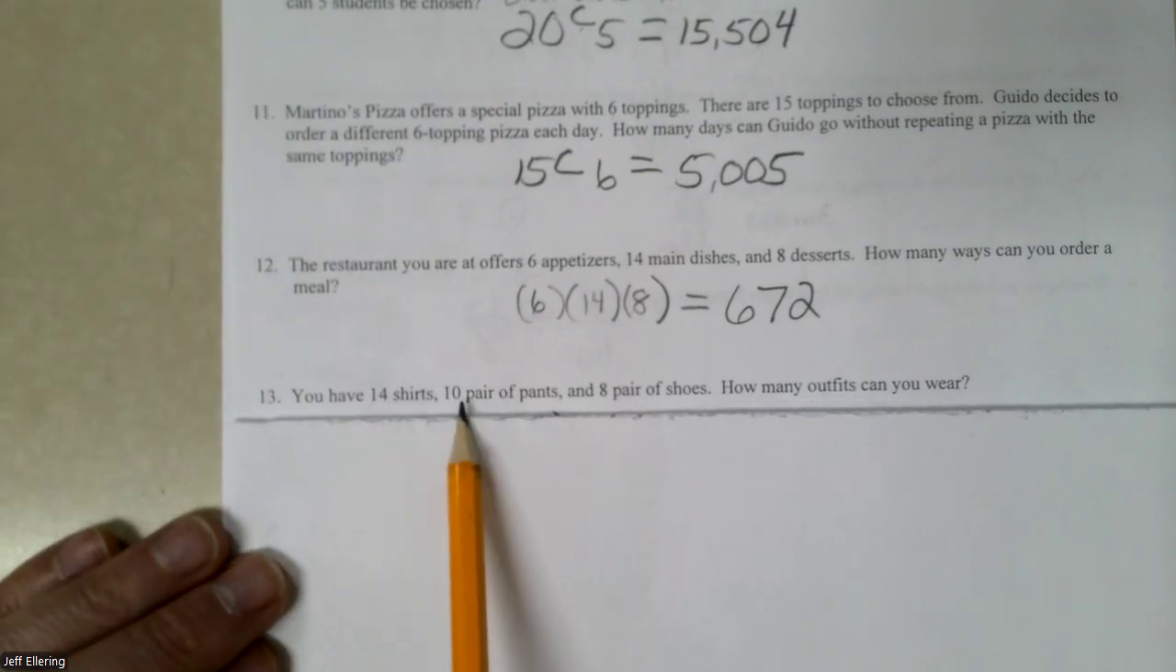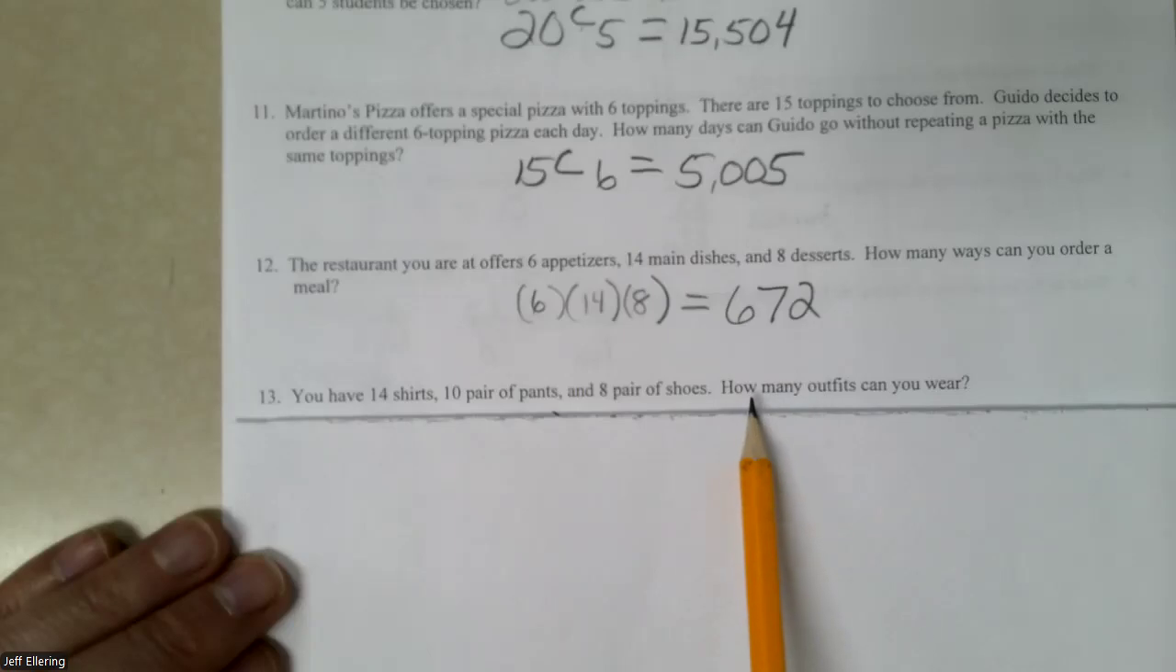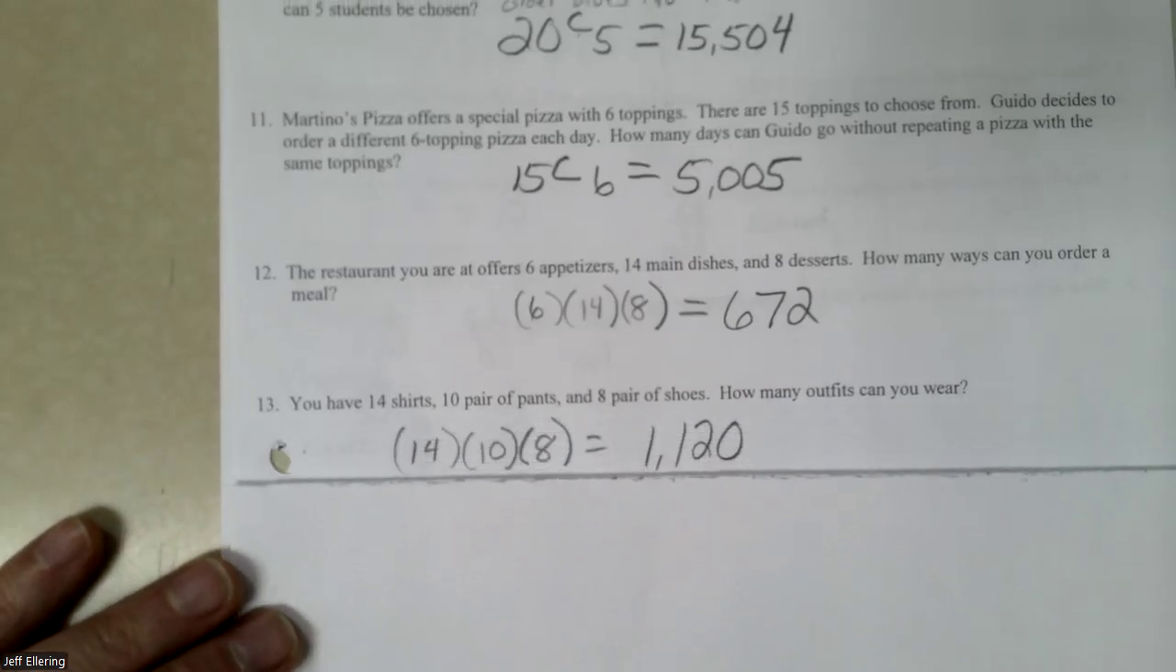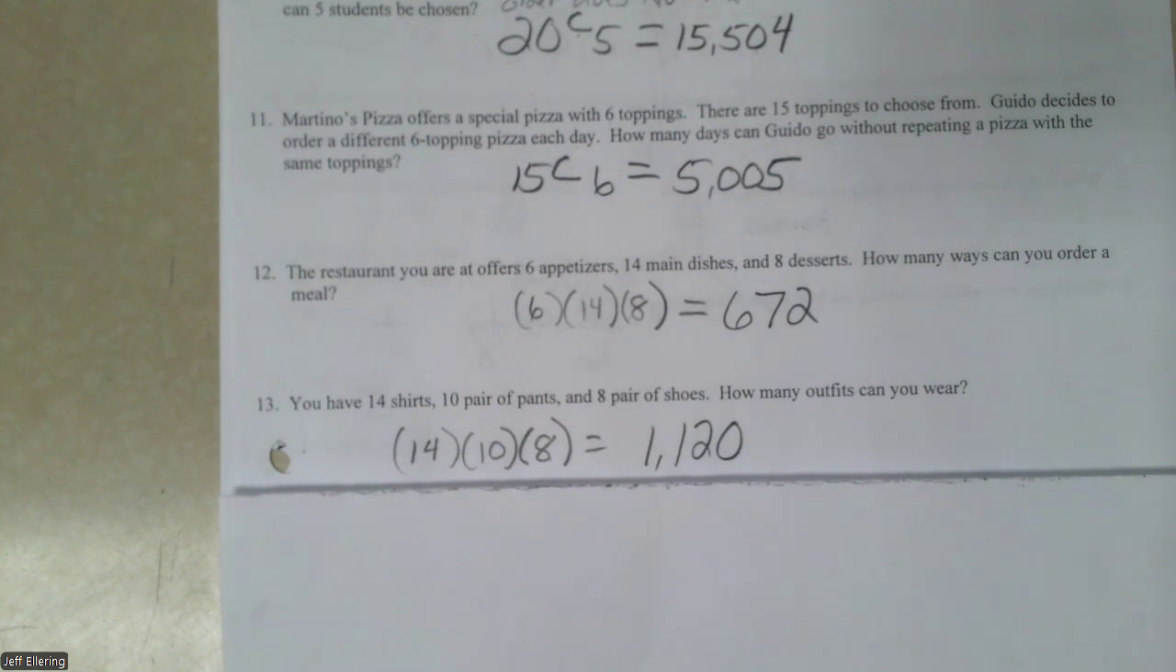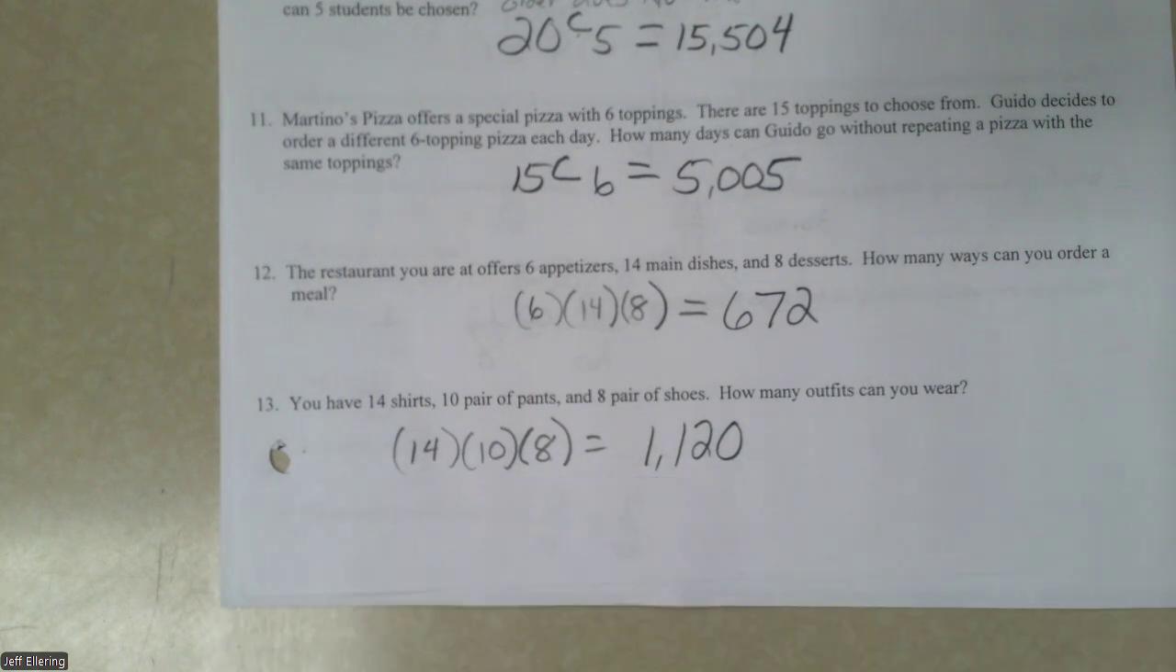You have 14 shirts, 10 pairs of pants, 8 pairs of shoes. How many outfits can you wear? Again, multiply those 3 together, 1,120. All right, last page.